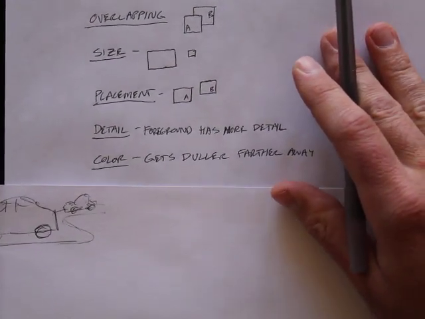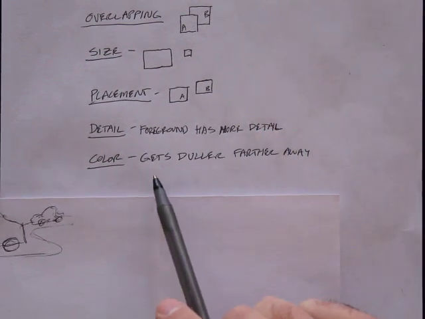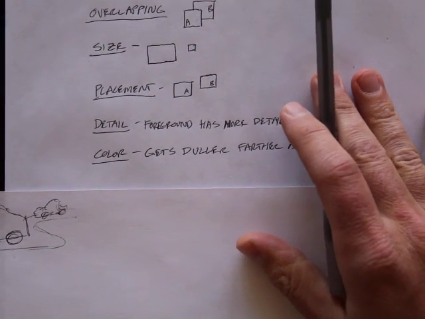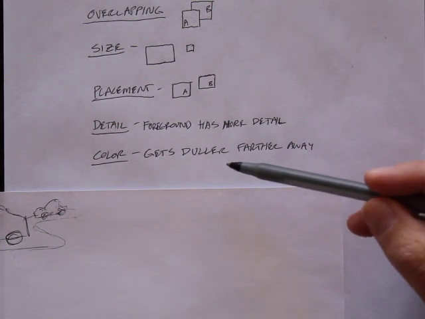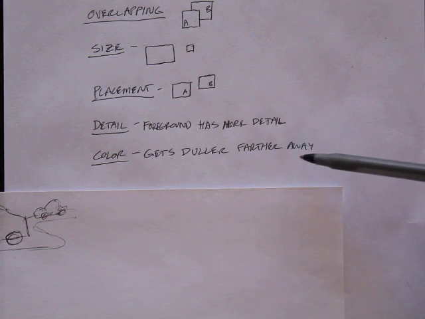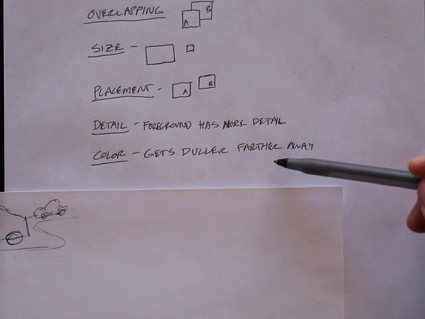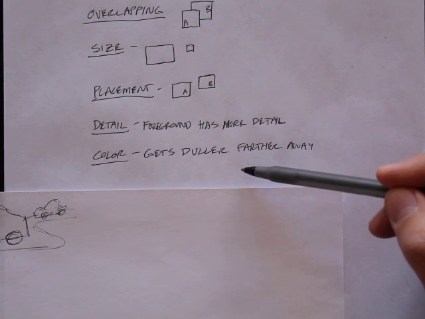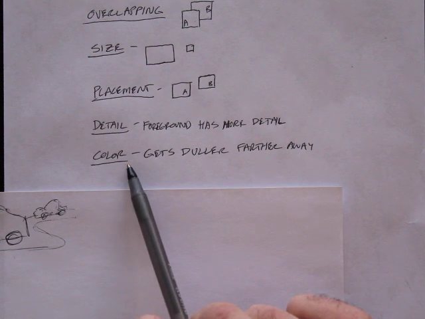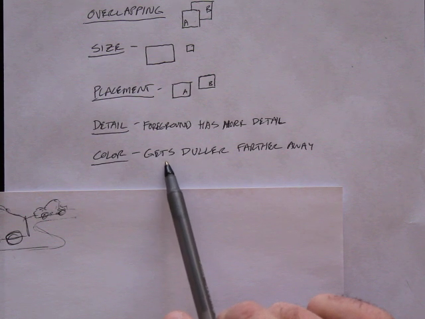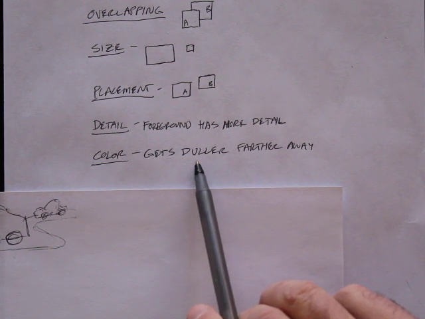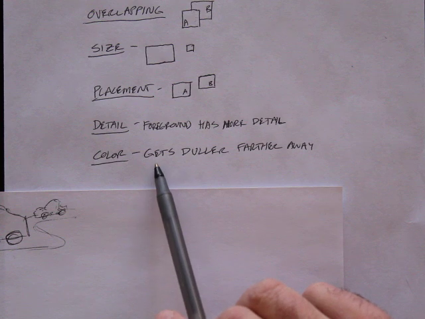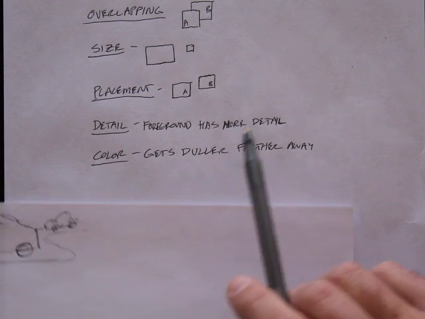And the last one, color. So color gets duller farther away. You notice this, I'm talking about mountains a bunch, but when you see a mountain range, like when you're driving south from Atascadero, going down to Slo or something like that, and you see the mountains in the distance, the mountains that are closer have a more rich color than the ones that are farther away. The ones that are farther away get grayer and duller. The ones that are closer have more color, more vibrancy to their color.